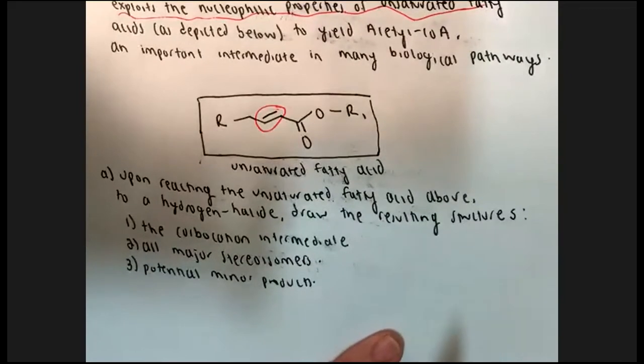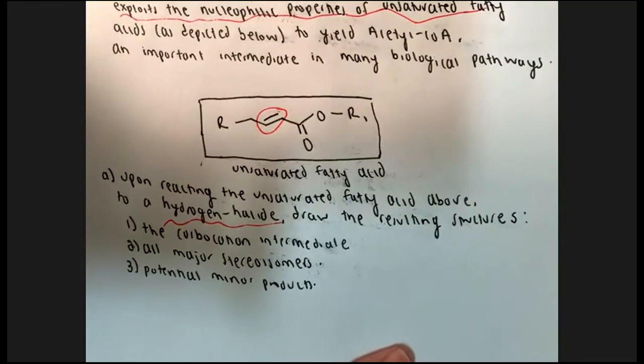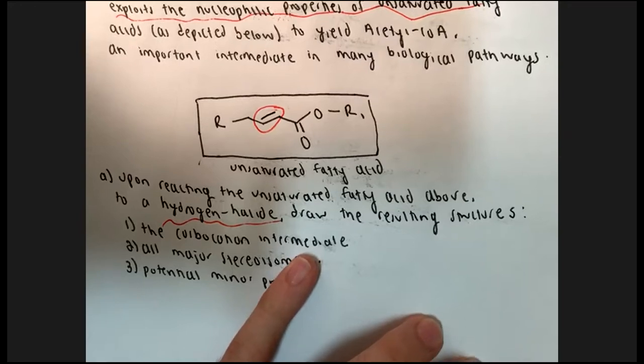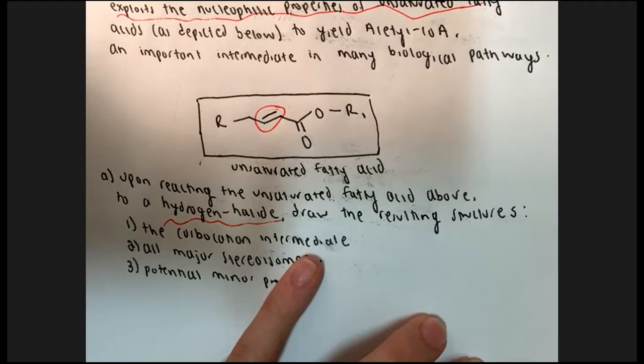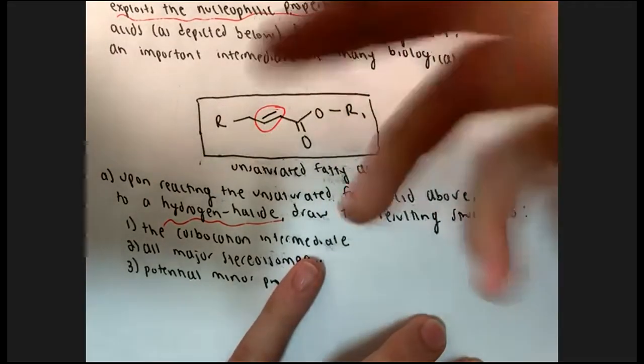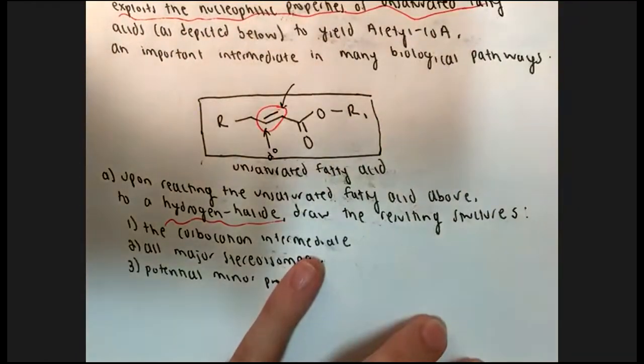The next point: upon reacting the unsaturated fatty acid above, right here, with a hydrogen halide, draw the resulting structure. So this is kind of familiar. You should know what an alkene does with a hydrogen halide, the first reaction you have learned. So let's think about the main carbocation intermediate. That's the first structure we have to draw. Clearly here we have two secondary positions. With respect to this side of the alkene, we are at a secondary carbon, and with respect to that carbon of the alkene, we're also secondary.